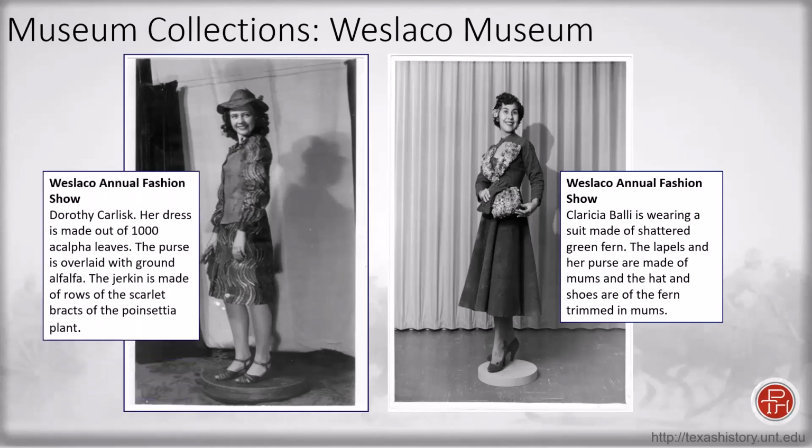Dorothy Carlos's dress is made out of 1,000 alfalfa leaves. The purse is overlaid with ground alfalfa. The jerkin is made of rows of the scarlet bracts of the poinsettia plant. What I like about this is that these dresses, these costumes, these outfits, most of them don't exist anymore. So the photographs are really the only example that this ever happened, and it happened for several years.